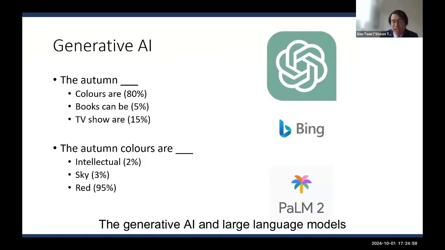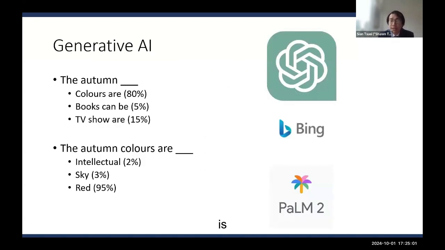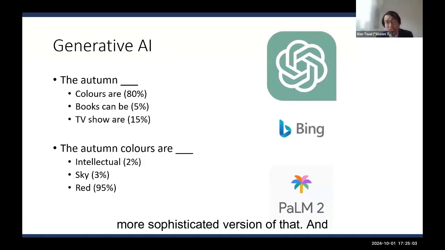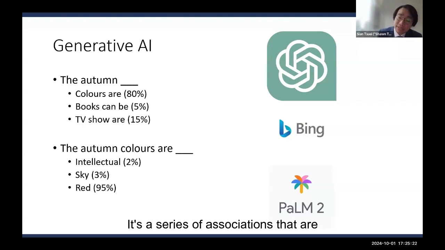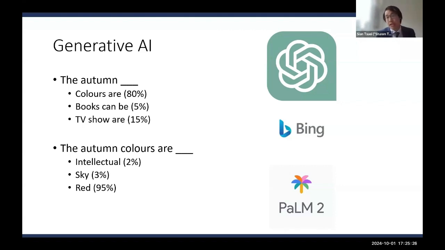Generative AI and large language models are a more sophisticated version of that. It says "the autumn," and then it picks the next best word, so to speak. It says, the autumn colors are, and then perhaps "sky" or "red," and it says, oh, it's red. It's obviously a bit more sophisticated than that, but the intuition is basically that. It's a series of associations that are tremendously complex within this complex model.